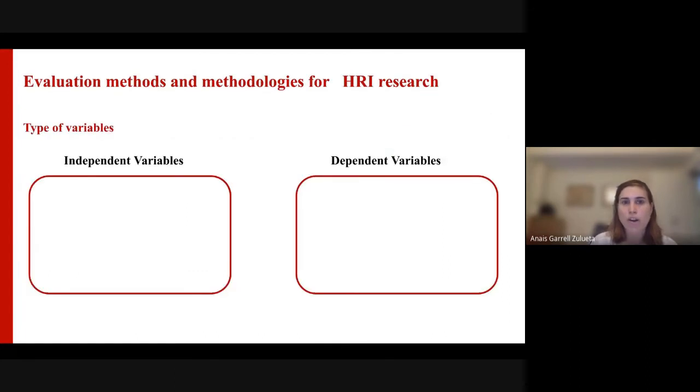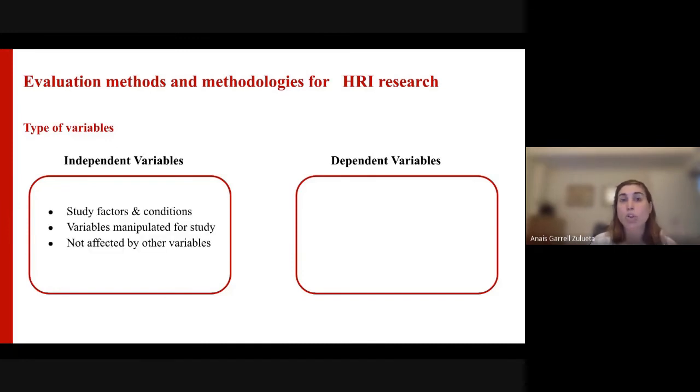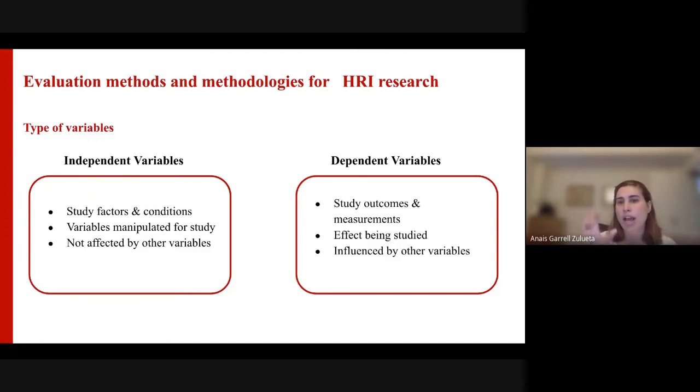So what kind of variables do we have? We have the independent variables and the dependent variables. The independent variables are the ones that we can control, okay? We can manipulate them for the study, and they are not affected by other variables. On the other hand, we have the dependent variables. Here, the study outcomes and measurements, they are the outcome of our study.